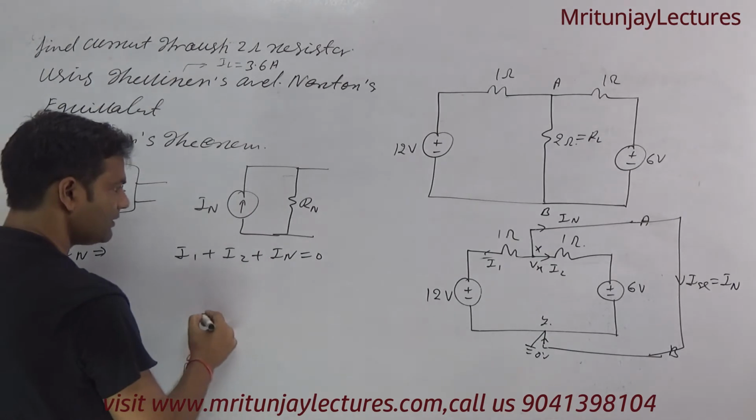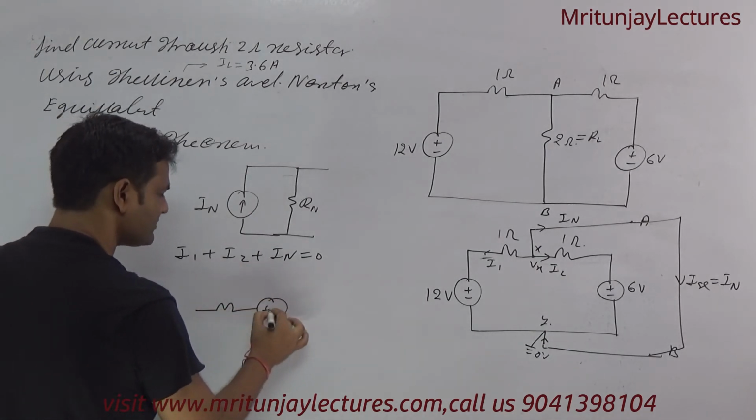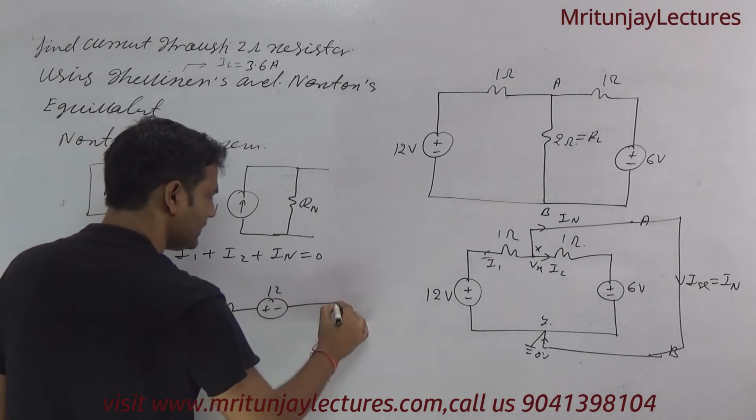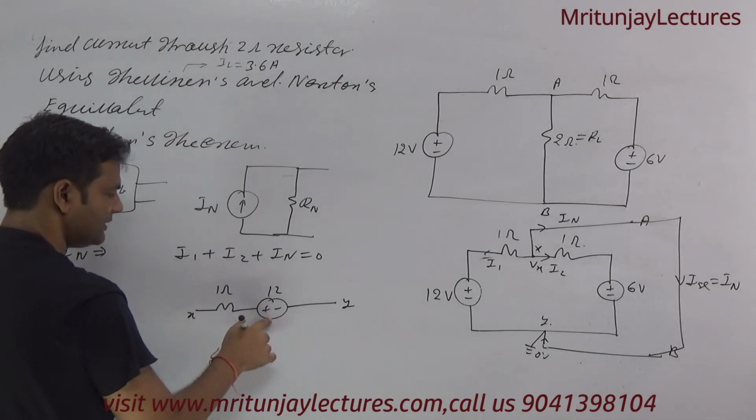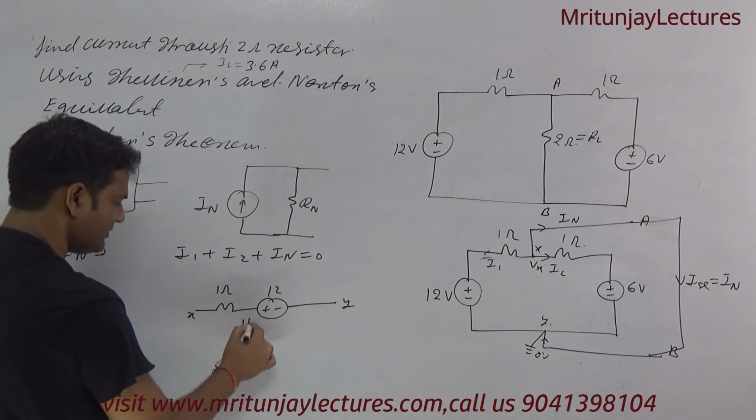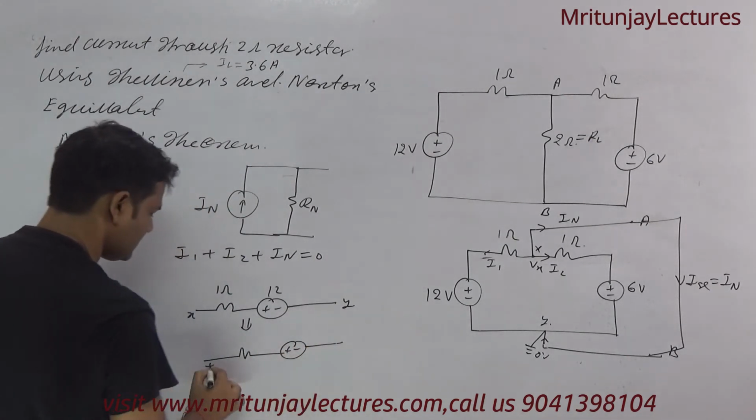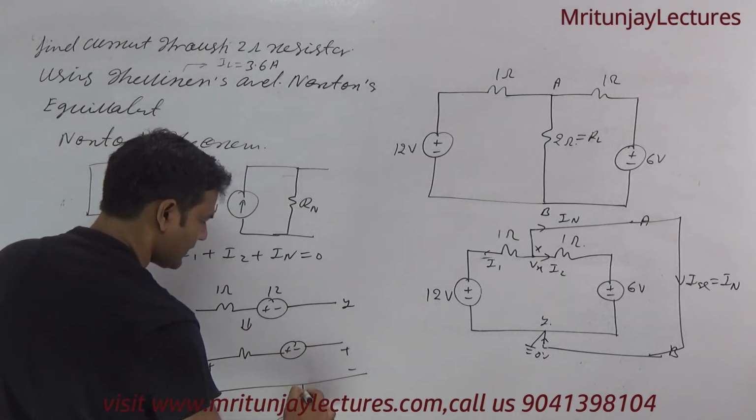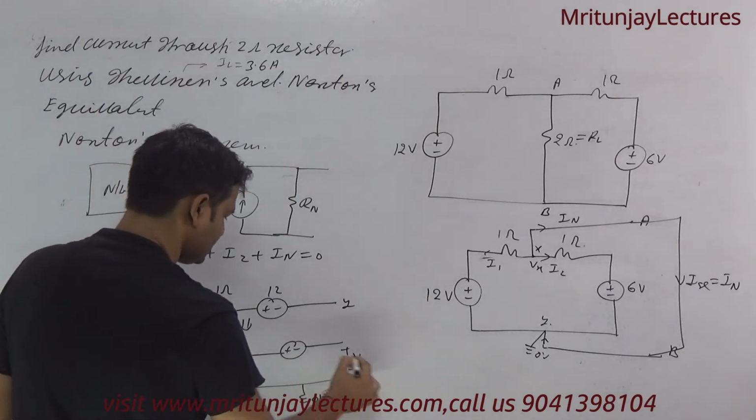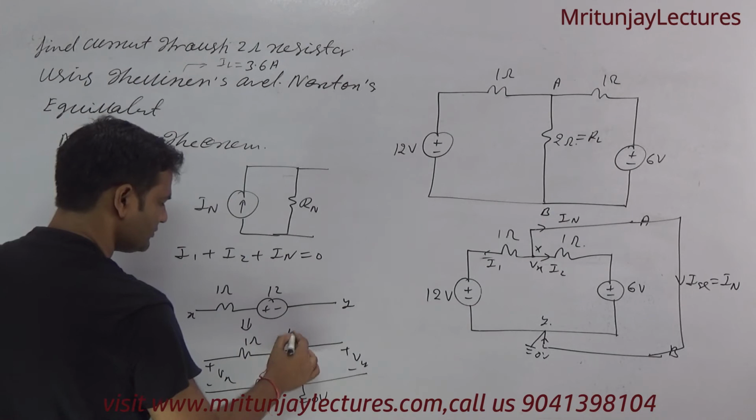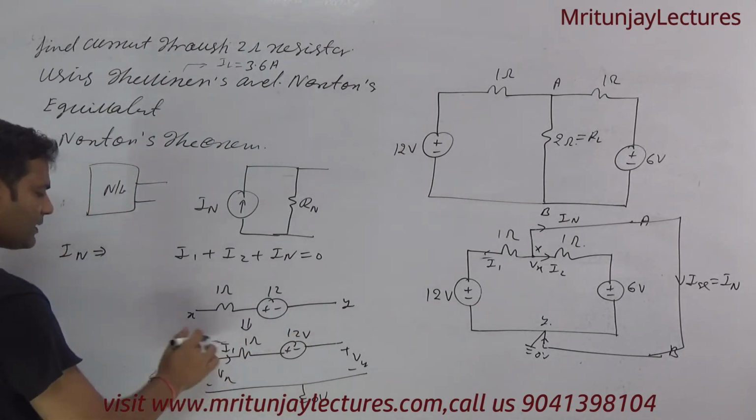Okay, make X plus minus 12 and that is Y. Clear? That is 1 ohm, that is plus minus 12. The actual meaning of this is Vx, Vy, and that is 1 ohm, 12 volt. From X to Y, that is I1 current.